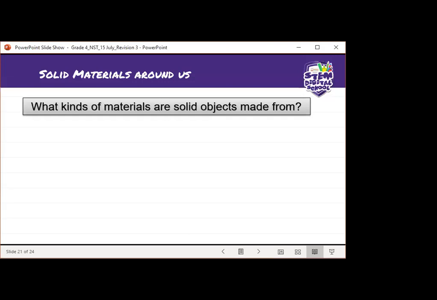And Tyron, I see your hand. What was the question? The question is, what kinds of materials are solid objects made from? Plastic, wood, and anything else.